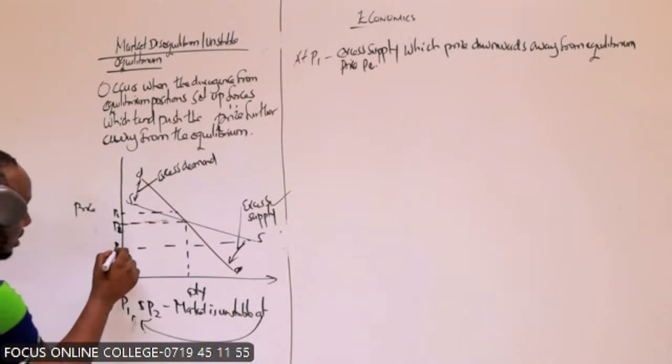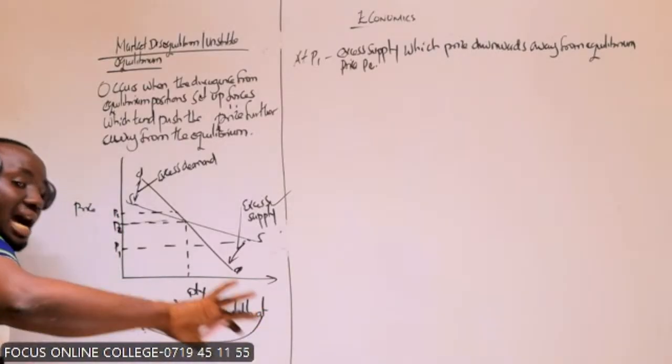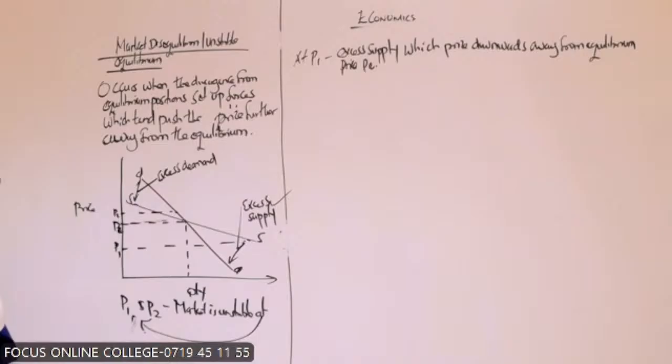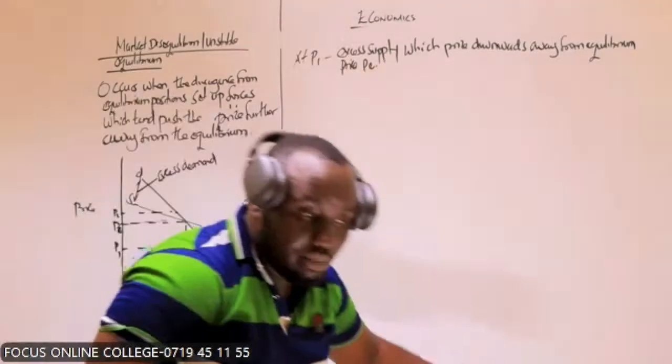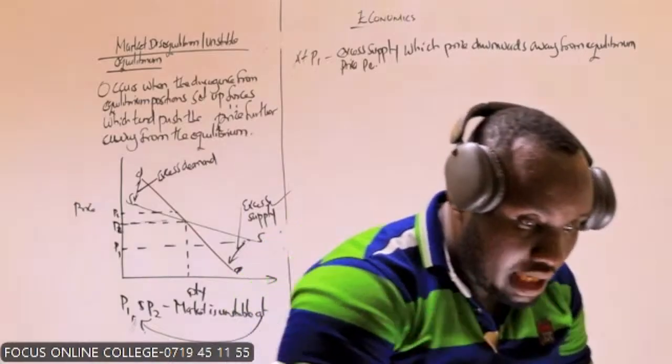So when this price is pushed, it doesn't go back. When you push it, it goes far away. It doesn't get back to the equilibrium. There's excess supply, the price is pushed downwards, but it doesn't get back to what you call the equilibrium price.